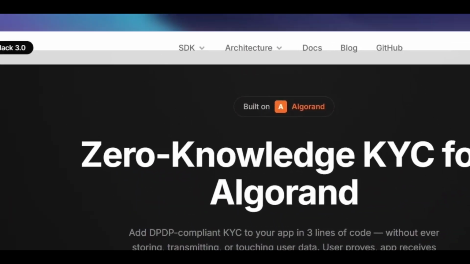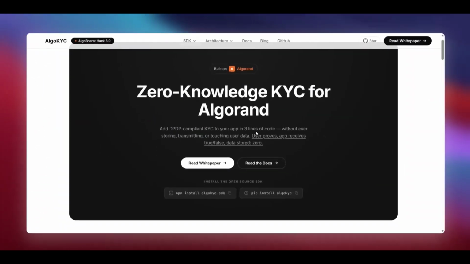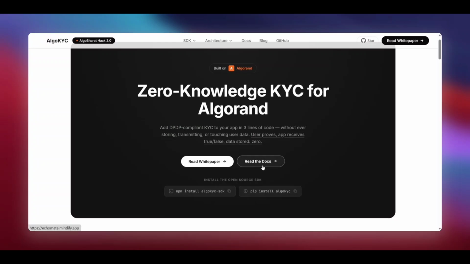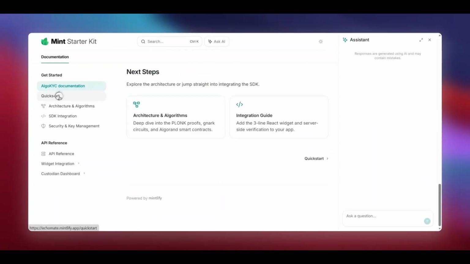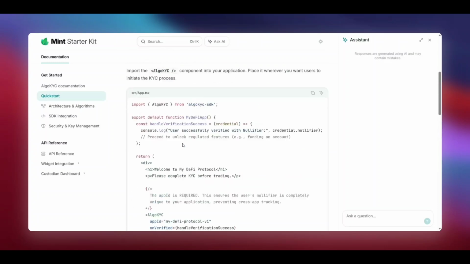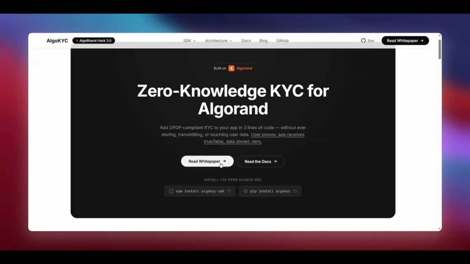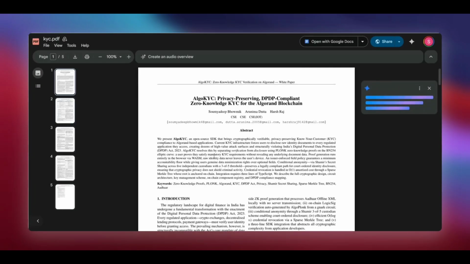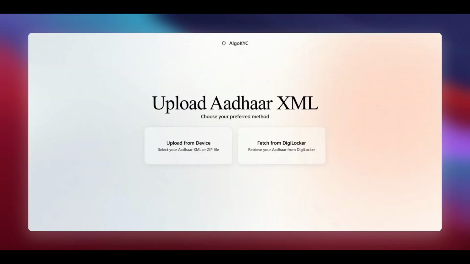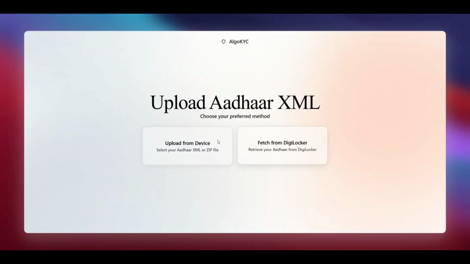You can see this is the SDK, and we have the documentation where the developer can just use 3 lines of code and integrate our whole cryptographic infrastructure under the hood. And this is our white paper if you want to go in depth about our architecture and state of the art cryptographic engineering, how we made it. Let me show you the user flow of a dApp which integrated our SDK.